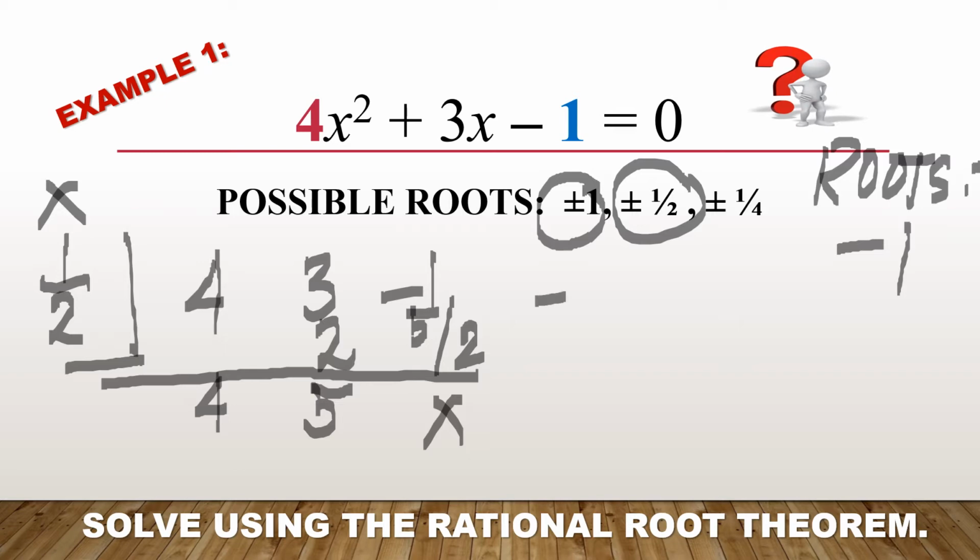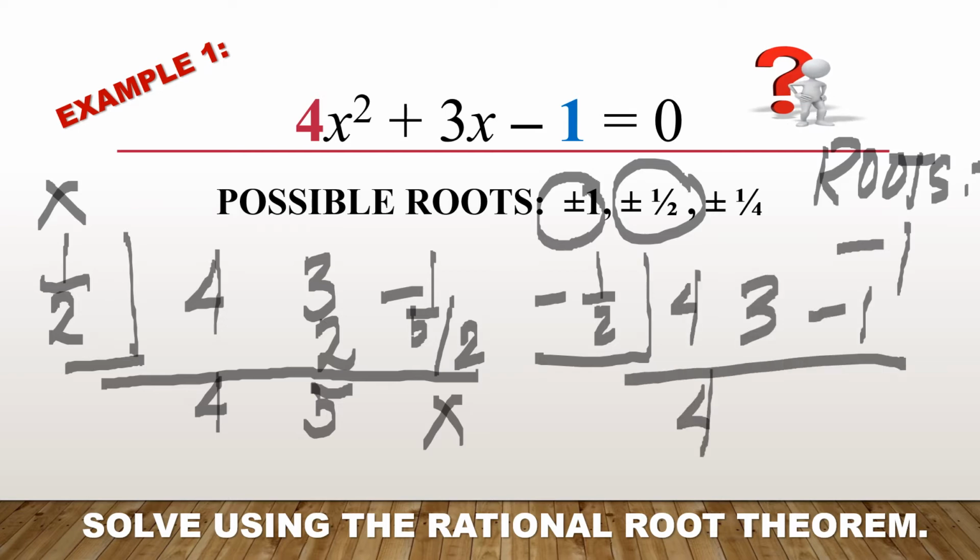What about negative 1 half? So let's see. Let's use the same for 3, negative 1. Bring down 4. 4 times negative 1 half is negative 2. 3 minus 2 is 1. 1 times negative 1 half is negative 1 half. Negative 1 minus 1 half is negative 1 and 1 half.